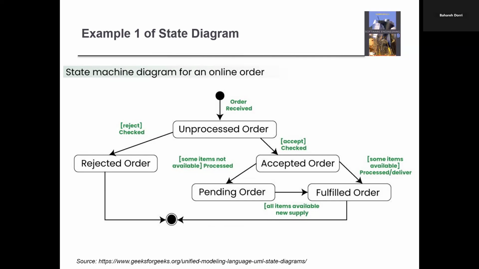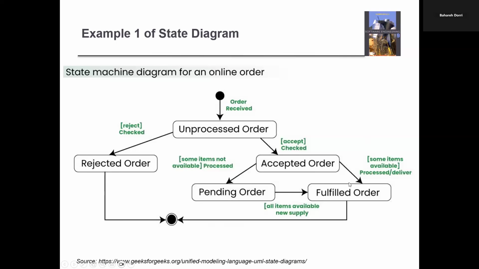Now from here, the system performs a check. If the order is rejected, maybe due to invalid payment or policy violations, it moves into the reject order state, which is a terminal state. That's the end of the process for the order. As you see, it goes to an end. But if the order is accepted, the system transitions to the accepted order state.